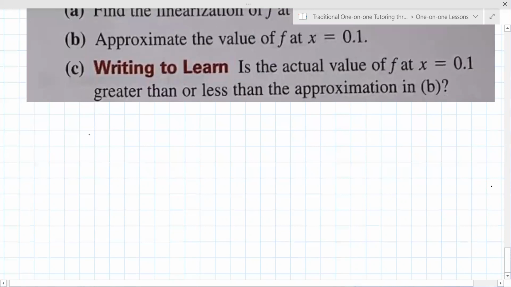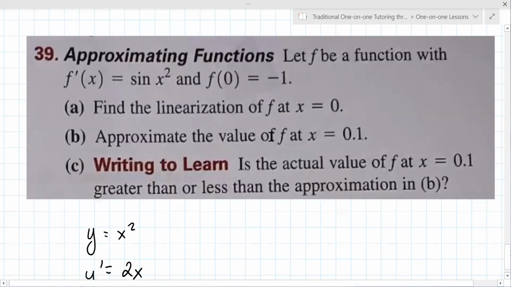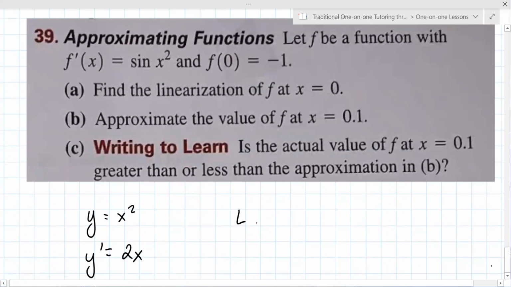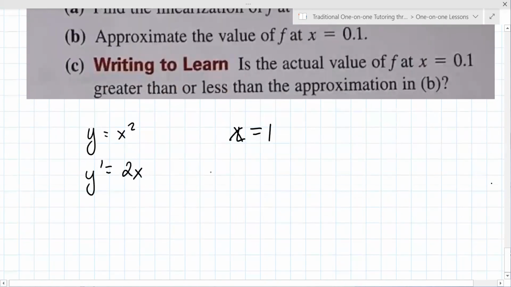Okay, so we're gonna start with y equals x squared. You're gonna tell me the derivative is 2x, and we want the linearization at x equals 1. So essentially, this whole linearization is finding the tangent line. So let me do a quick graph here of this so you can see visually what's happening.